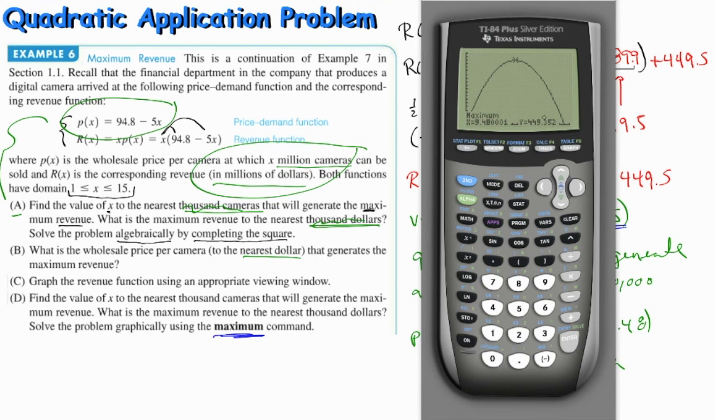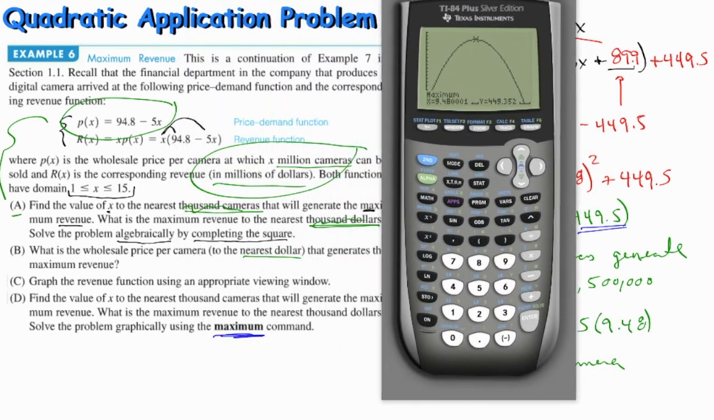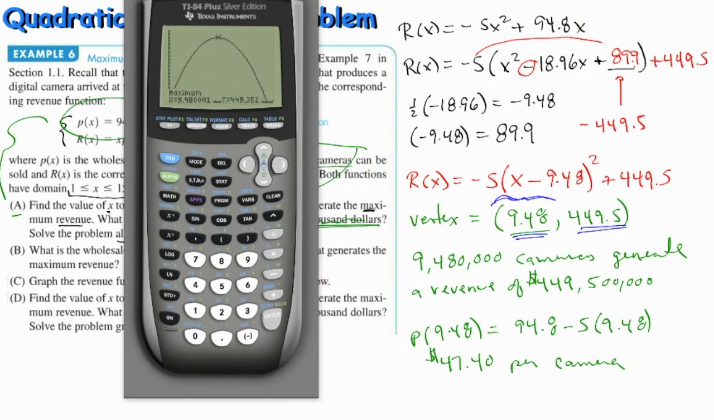449.352. So I got 449.5 because of the rounding I did. If I would have rounded to the hundredths or thousandths place, I would have gotten a more precise answer of 449.352 for the maximum profit. And that was part D.